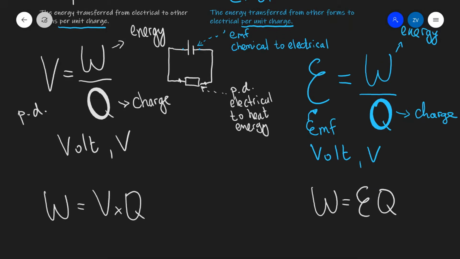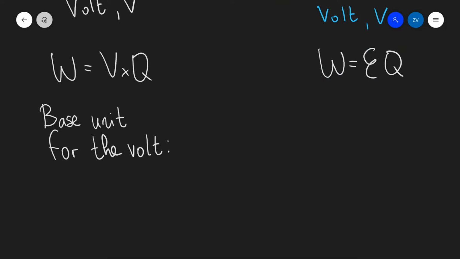We can also rearrange the equations above for an expression for the energy that's been transferred. In the case of PD, this will be equal to the potential difference multiplied by the amount of charge. In the case of EMF, the energy that's been transferred will be the value of the EMF multiplied by the charge. While we are at it, let's also revise the base unit for the volt.